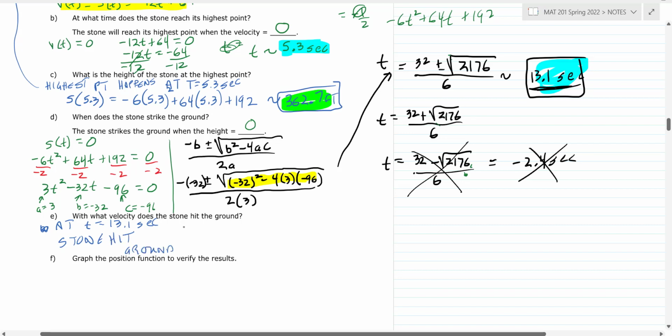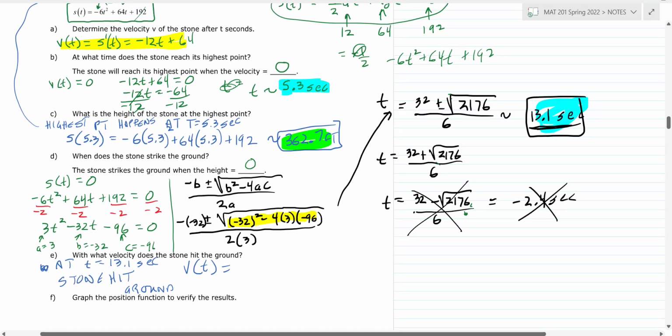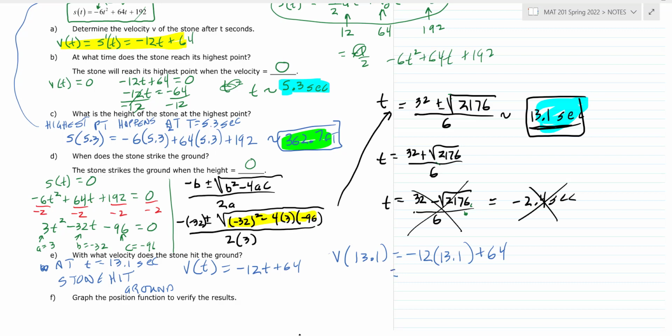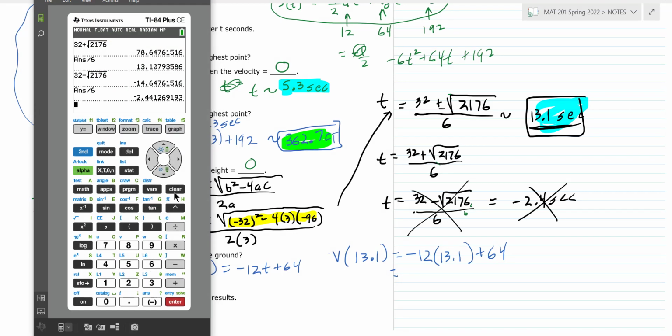Okay, so what do we do? Remember, the velocity is the first derivative, and we got that in part A. That's negative 12t plus 64. So if you plug in the time of 13.1 seconds, you work out negative 12 times 13.1 plus 64. And you can work that on the calculator then.